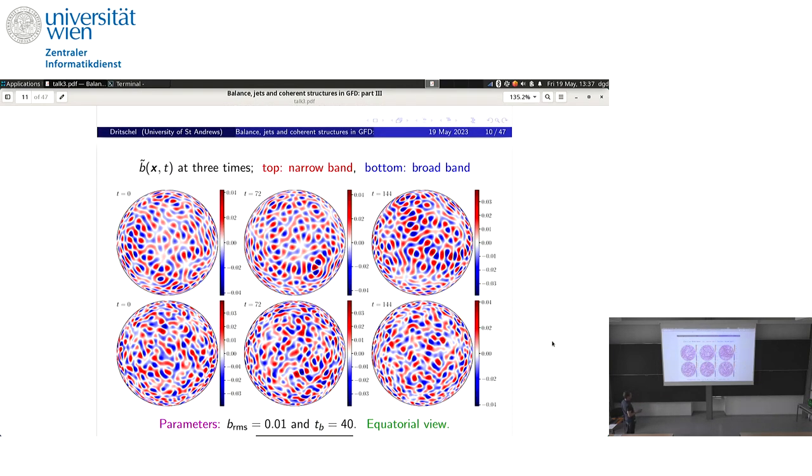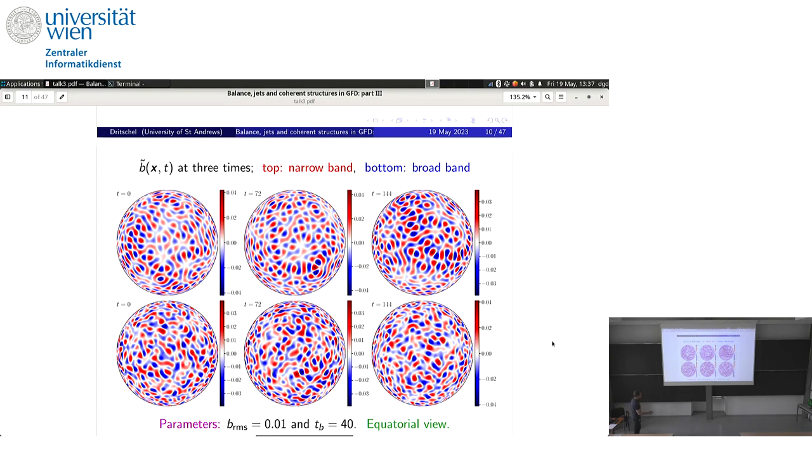This is what the forcing looks like. There's two types. At the top, we're showing narrow band. We're actually evolving this in time. The decorrelation time is 40 units of time here. We're showing time 0, 72, 144. So it's more than a decorrelation time. The pattern here looks different to that. So it's basically, the pattern keeps shifting in a way that it should.